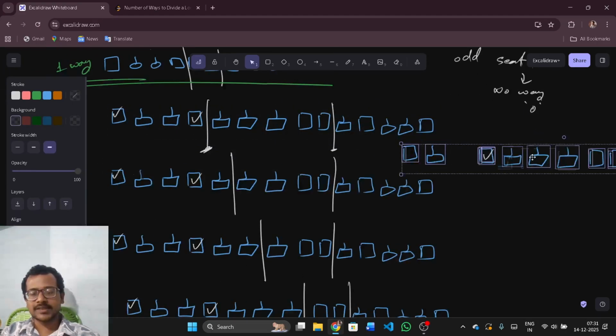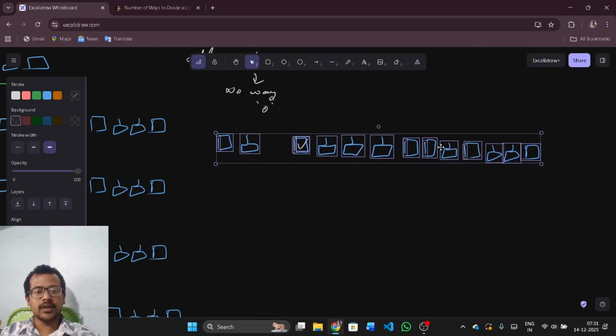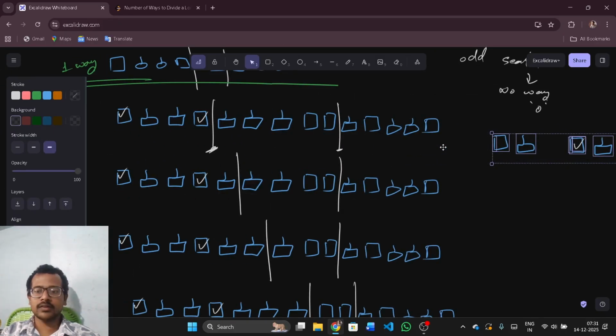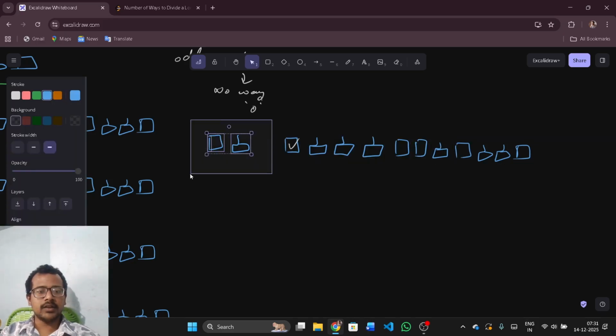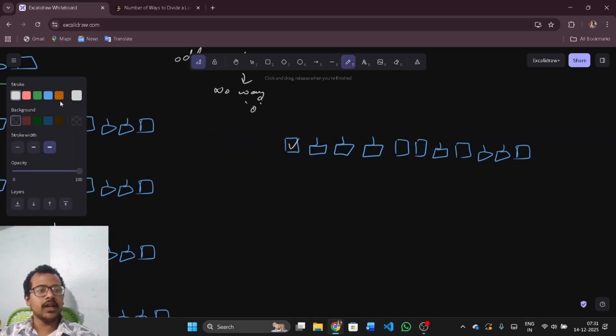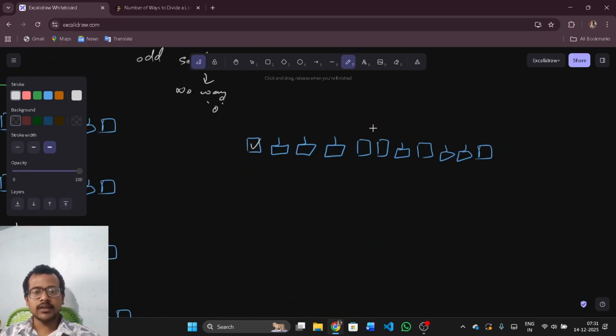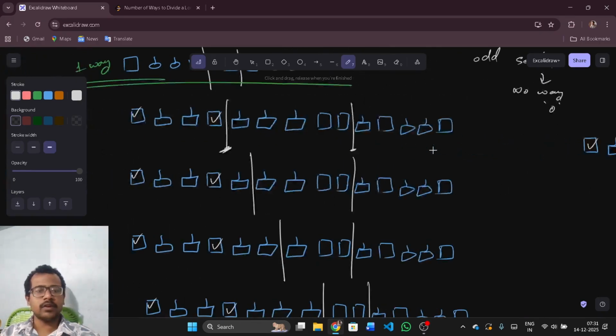This is nothing but a stars and bars concept. Wait a second, where is it. Okay, right. Now if you see, I was placing another corridor here, and wait.